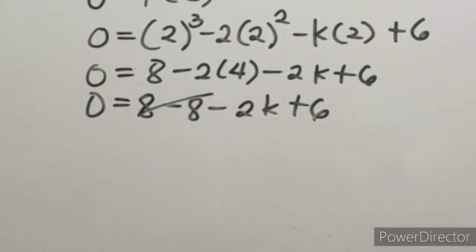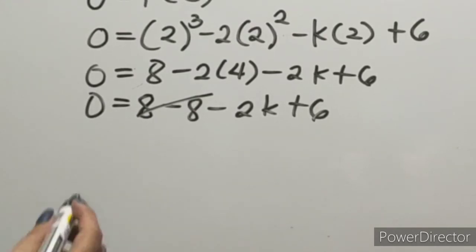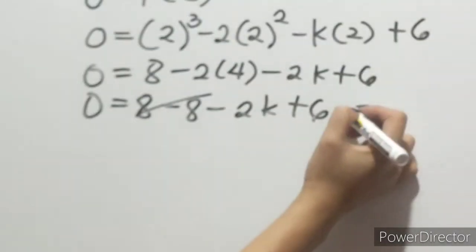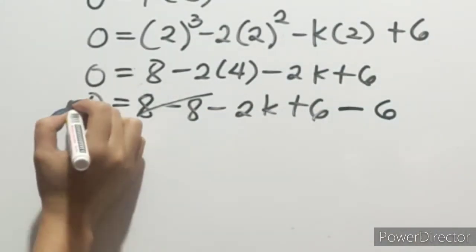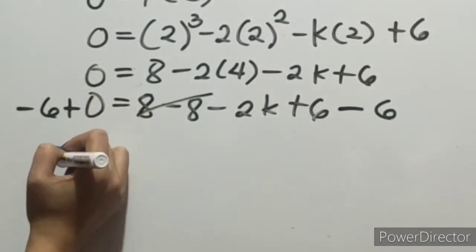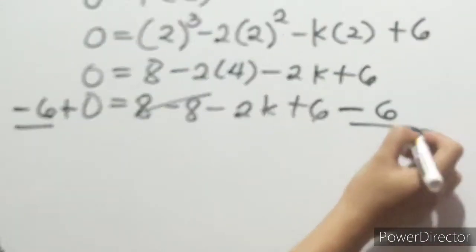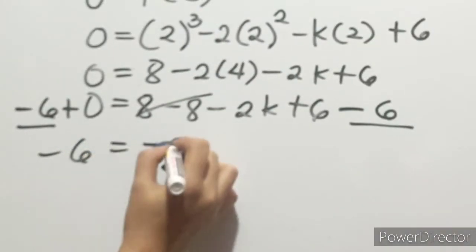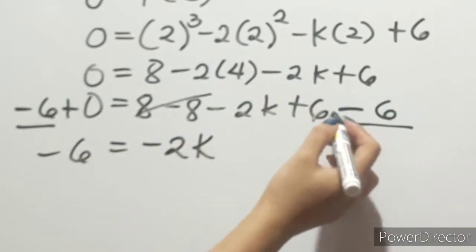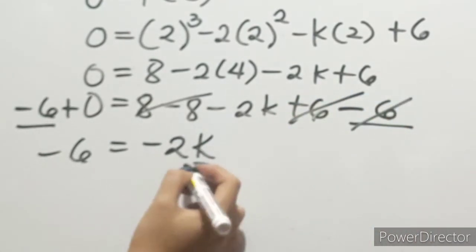Or ako, usually, ang ginagawa ko, nag-transpose ko. But since sa math ay we need to apply the addition property of equality, let's just subtract 6 on both sides. So we have negative 6 is equal to negative 2k. So 6 minus 6 will give us 0.